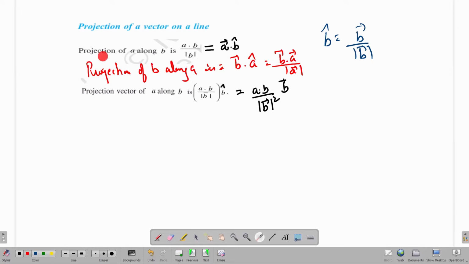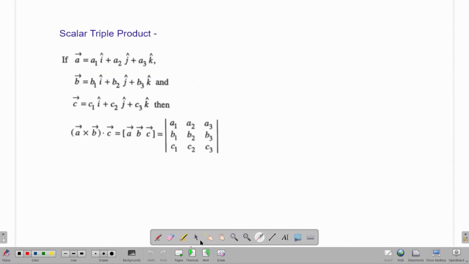This is the formula for projection of A along B. This is a scalar quantity. This is a vector quantity. Now here is the application. One more formula is written here, which I will discuss in my next video also. But since we are using this formula, therefore I have written here scalar triple product. These are three vectors: A, a1i plus a2j plus a3k, B vectors b1i, b2j, b3k, and C vectors c1i plus c2j plus c3k. And the scalar triple product is A cross B dot C, or can be written like this.